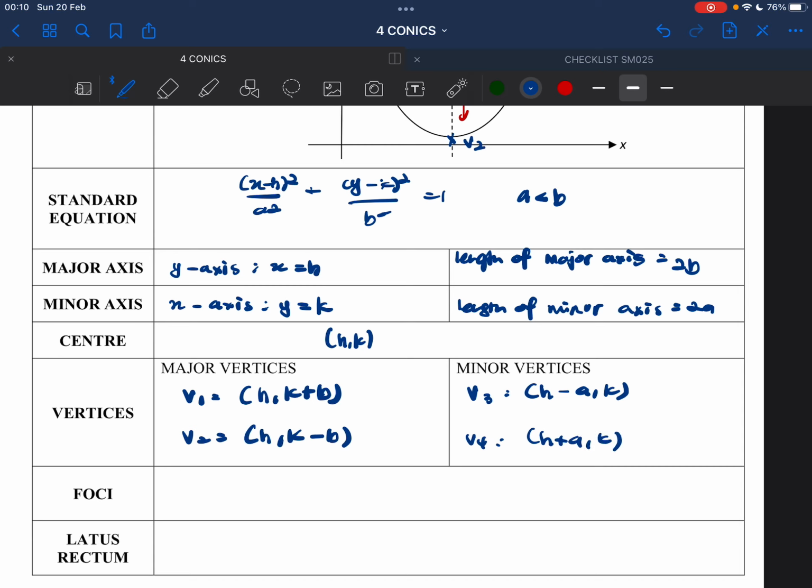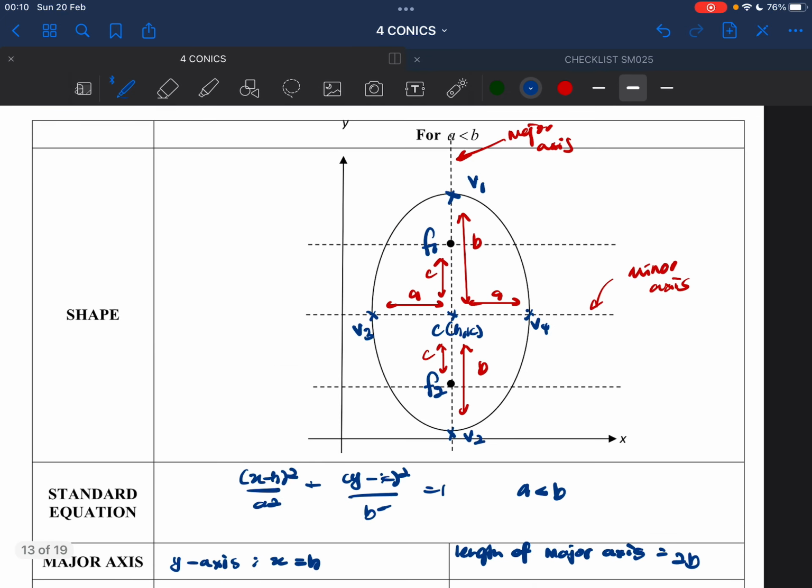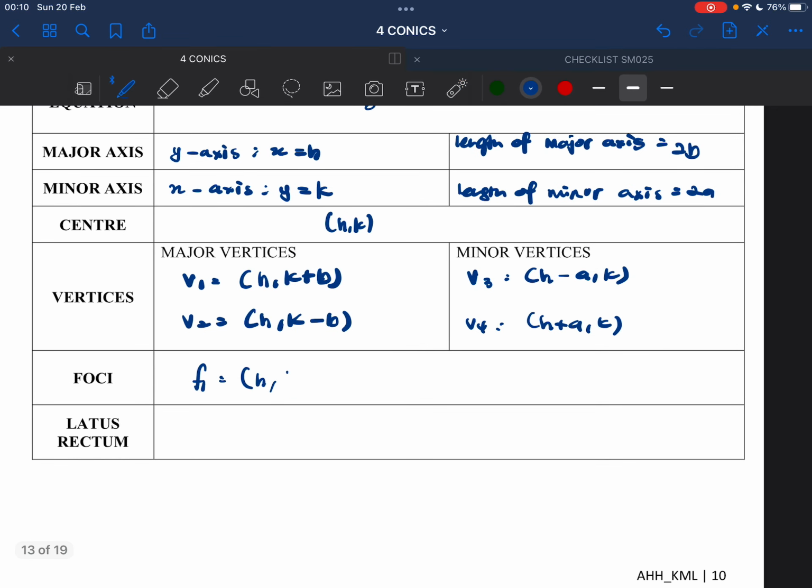Okay, so let's see the foci. You know that your foci always lie on the major axis. That means your h will never change. Let's see the diagram here. See that your h will stay the same. So the only thing that will change is your y coordinate. Since this coordinate is above the center, you have to plus by the distance between center and foci, which is c. So we have F1 equals (h, k plus c). And for F2, you are going to get (h, k minus c).